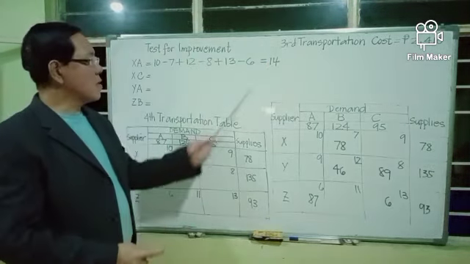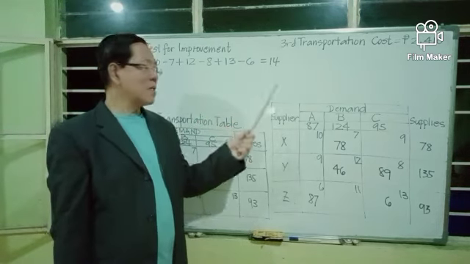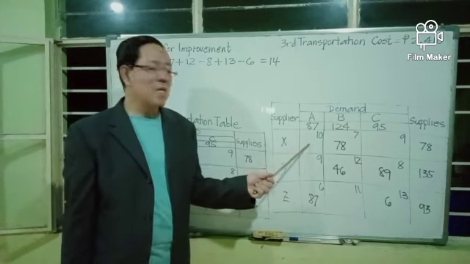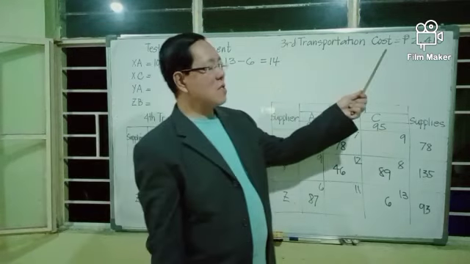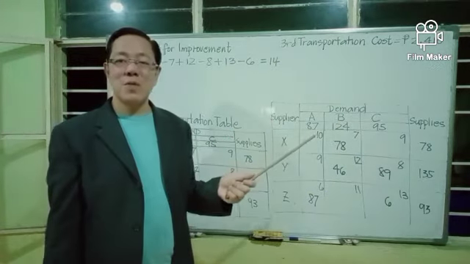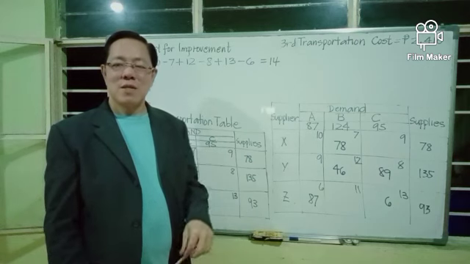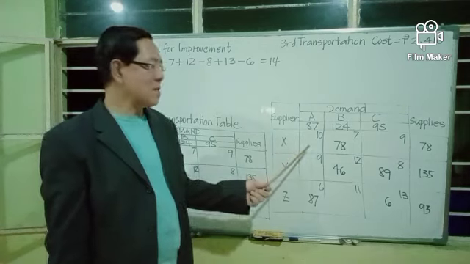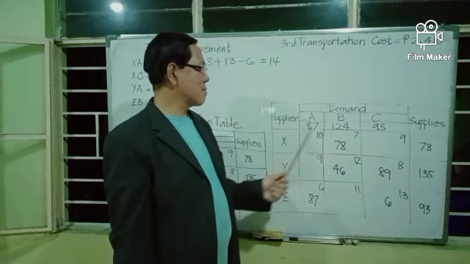The positive net cell cost of 14 for the vacant cell XA means that if you transfer some units to this vacant cell XA, the transportation cost of 2,410 for the third distribution plan will increase by 14 pesos per unit. Thus, we will not transfer any units to this vacant cell XA. We now consider this vacant cell XC.